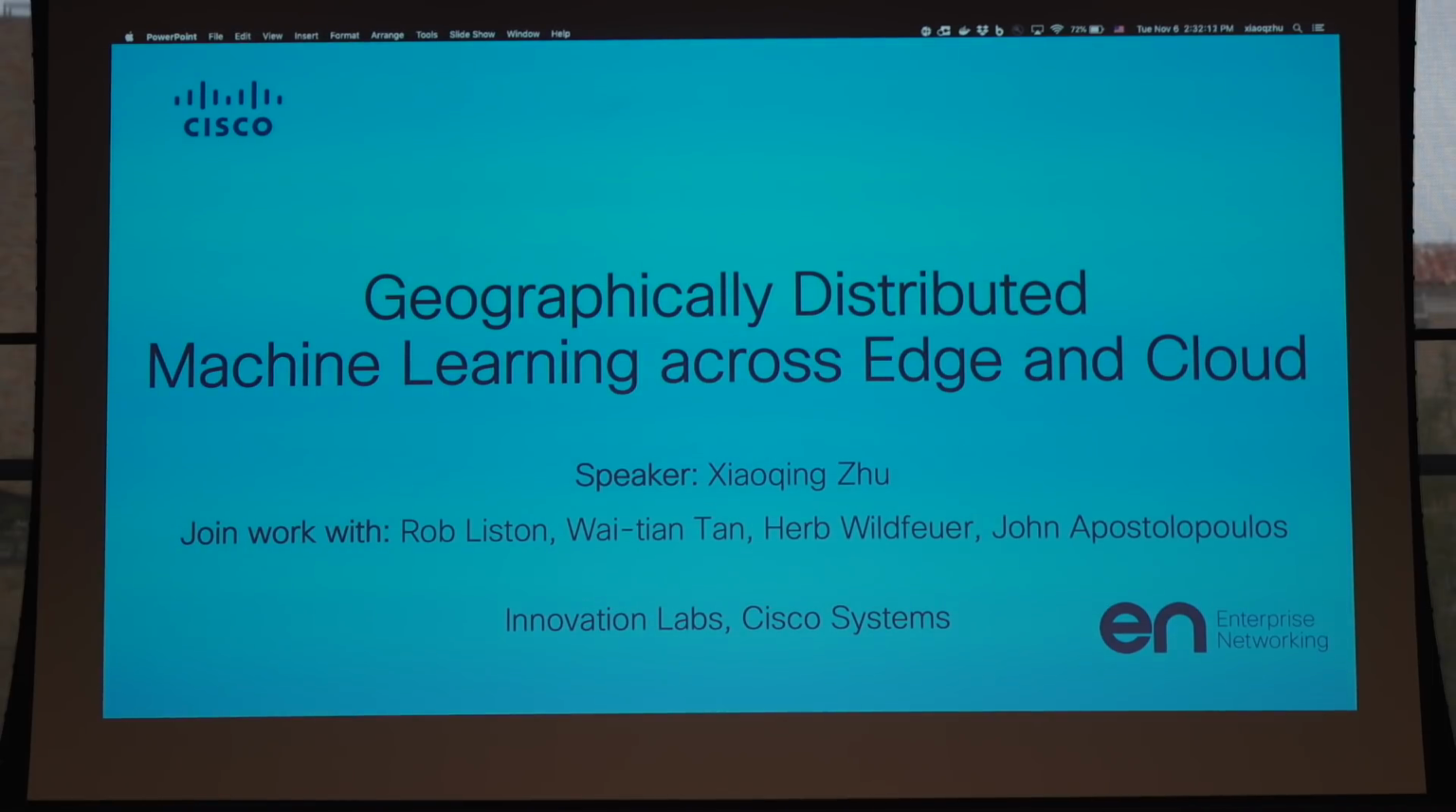I'll be mostly focusing on trying to paint a different picture on how to extend today's machine learning from a purely centralized, cloud-centric architecture to a more broad multi-site, geographically distributed architecture, and hopefully that can enable new types of applications, many of them with potential networking implications.